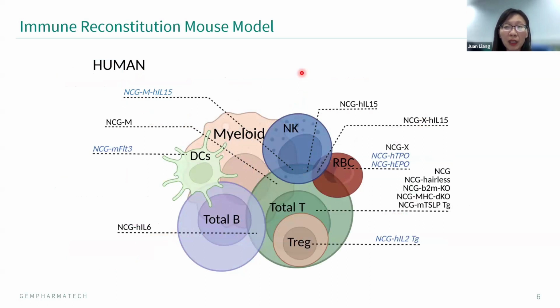Based on our platform, we have generated the reconstitution mouse model. In our reconstitution mouse model, we can develop human myeloid cells, NK cells, DC cells, B cells, T cells, and other immune cells. We can express human cytokines in immunodeficient mice. Those different cytokines help the different immune cell reconstitution in the mice.